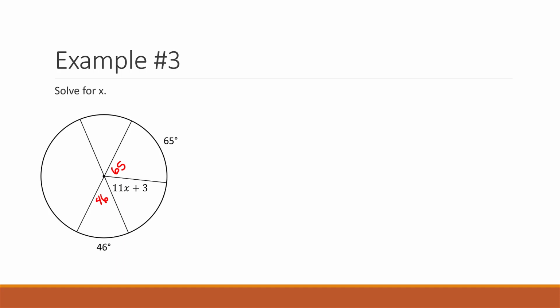Something that I notice is, right here, I have a diameter, and those three angles make up that straight line. So what I can do is use angle addition and add these three separate angles together and set those equal to 180. 65 plus 11x plus 3 plus 46 equals 180 degrees. The three of them combined gives me a straight line, which is 180.